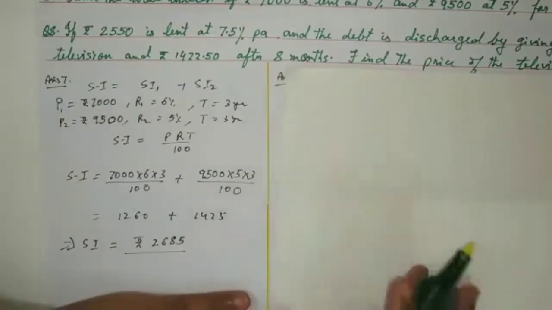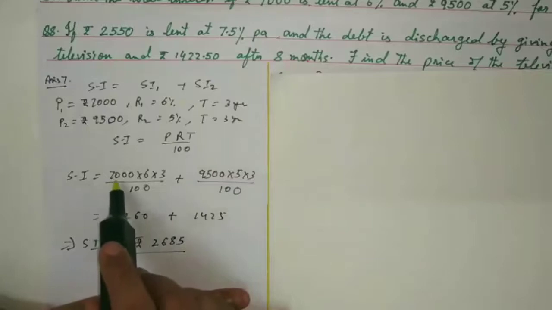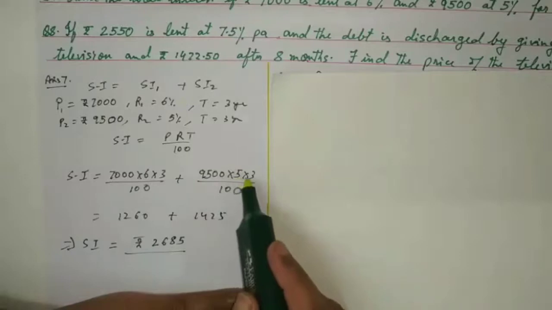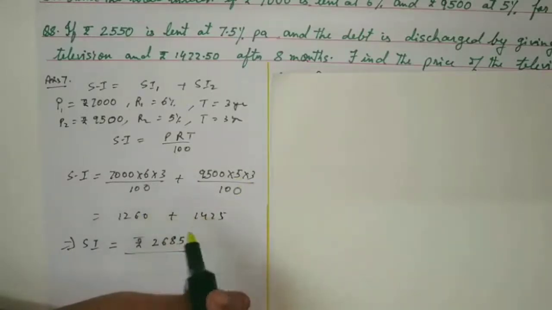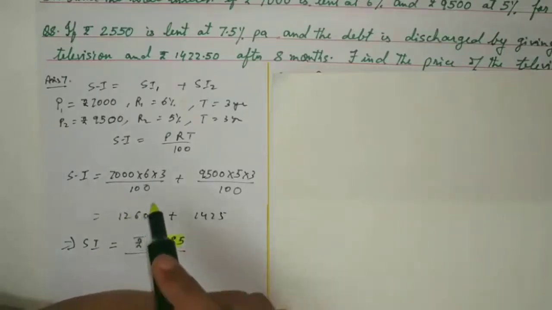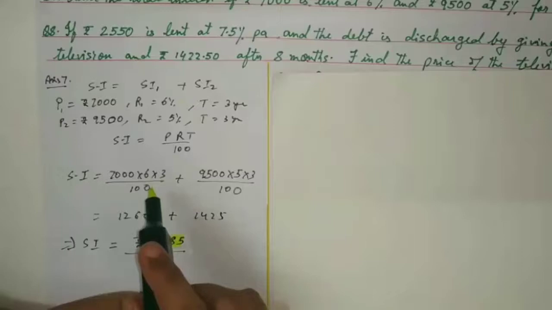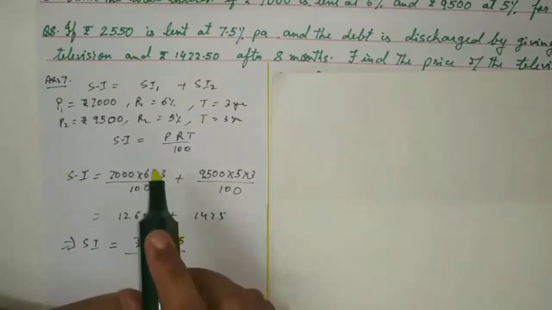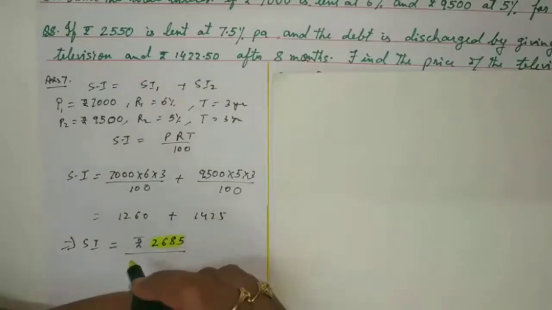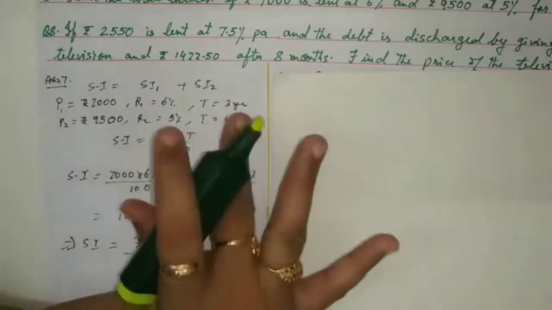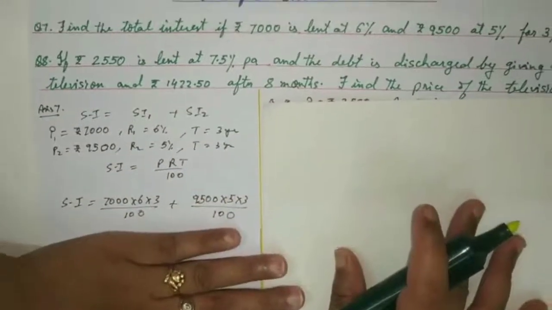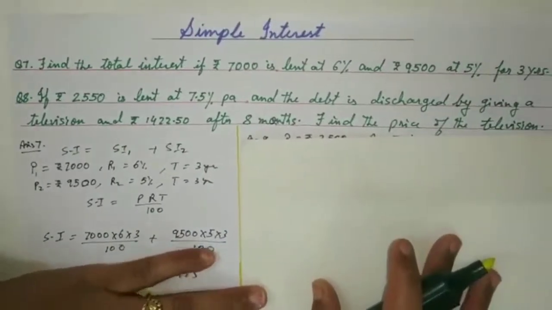So we have put it similarly. 7,000 into 6 into 3 by 100 and 9,500 into 5 into 3 by 100, and the values are calculated and added up to give you the total simple interest. This was a very easy question. Only, instead of writing two questions separately to find the simple interest for two different cases, they have asked you to find the total interest. That is the only difference here, nothing else. So don't panic by reading the question. Read, understand, comprehend it correctly.